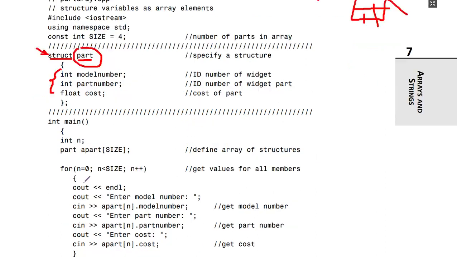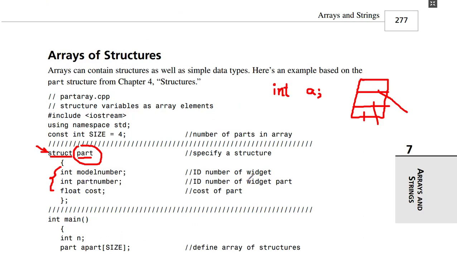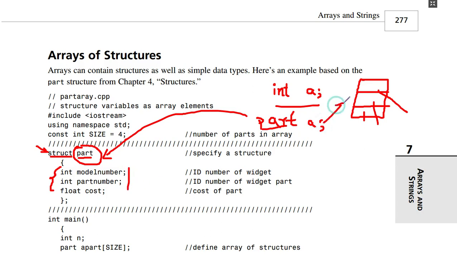Now in the main function, just like we say integer a, since we have a structure with the name part, we can similarly say part a. This will generate a structure with the name a, and it is of type part. What is part? Part is defined over here. It has three data members grouped together. So a would have three members, the first allocated memory of type integer with the name model number, second part number, and third cost.